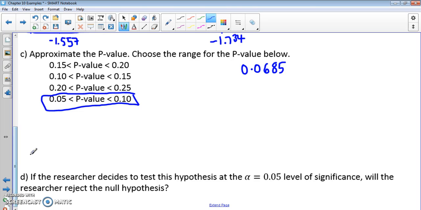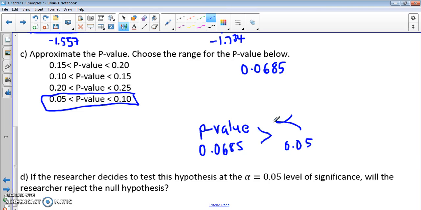And then we want to know if the researcher decides to test at the alpha equals 0.05 level of significance, whether they reject. So again, we would compare the p-value to alpha. So our p-value here with alpha, and 0.0685 is just a little bit greater than 0.05. So since it's greater, then we do not reject the null hypothesis, right? So that's what we would have there.